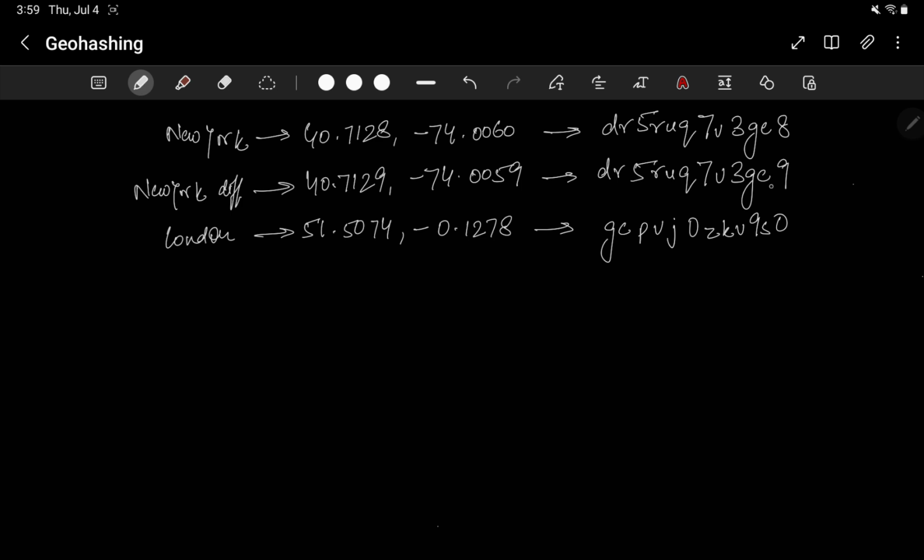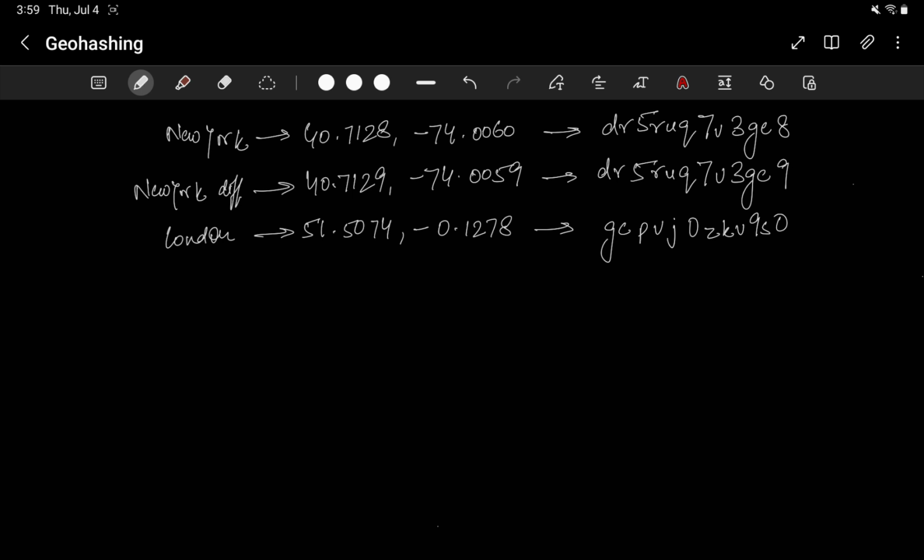Okay, so depending on how many characters match, we know how close or how far they are. If only one character is different, it means they are very near. Two characters are different, a little far. Three, more far. If all are different, very far. So this is how geohashing helps us find out how far or how near something is, and reduces the overhead of computationally intensive tasks, right?